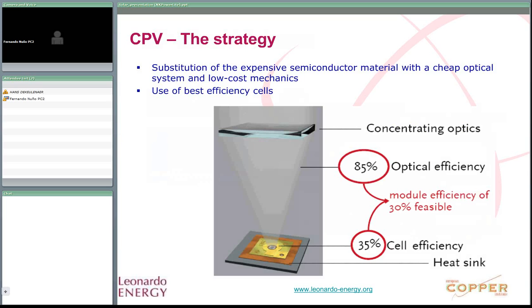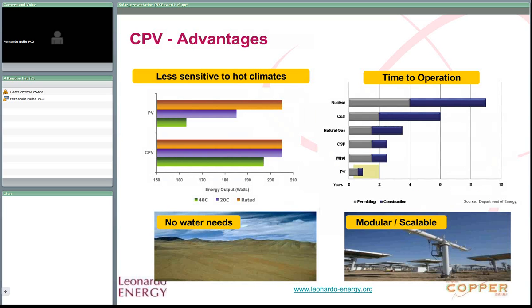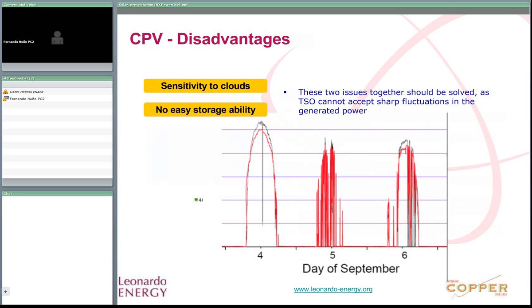The advantages are less sensitivity to hot climates, a short time to operation, no water needs, and it's modular and scalable. Disadvantages: it's very sensitive to clouds. There is no easy storage ability, so these two issues should be solved, as TSO cannot accept sharp fluctuations in the generated power.